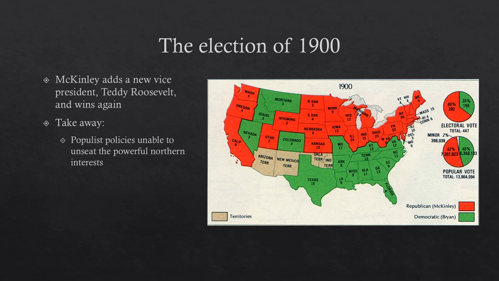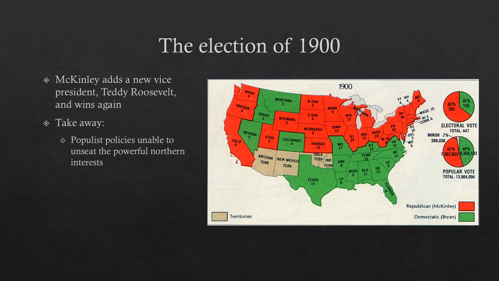Four years later, there's another election. Once again, it's McKinley versus Bryan, so it's a rematch. And McKinley does even better this time. He wins more states, and he also nominates for his vice president a man named Teddy Roosevelt, who's going to be pretty important later.